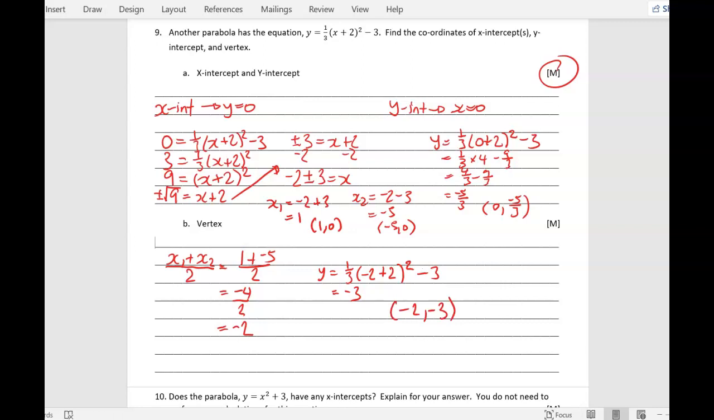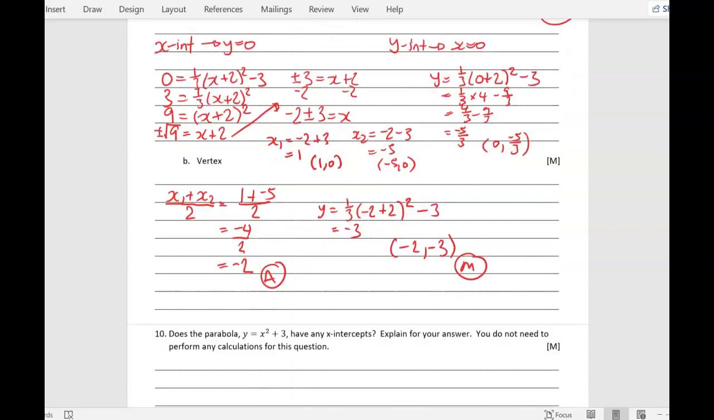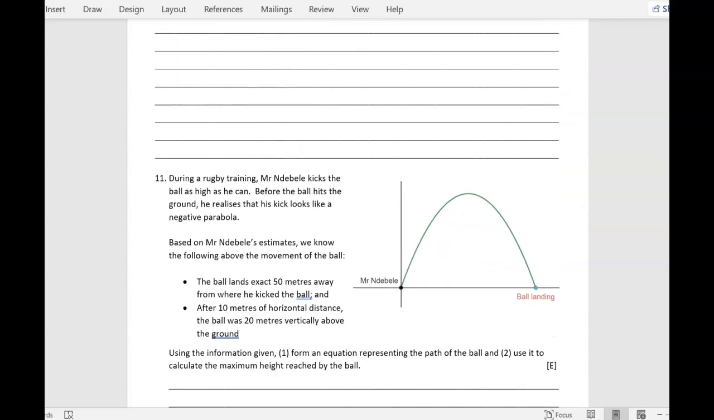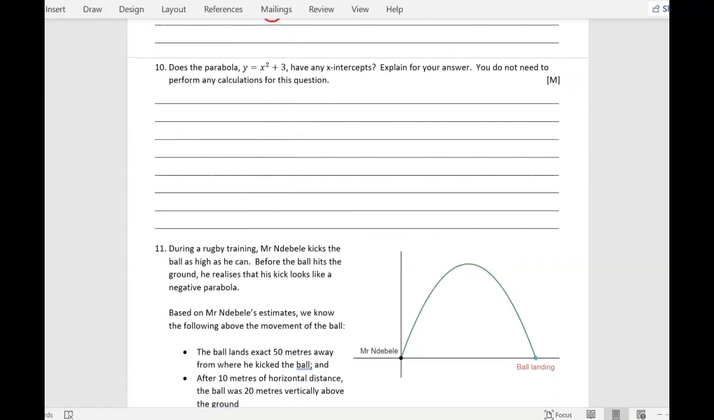If you got me this negative 2 value up top here, you got an A. If you were able to go all the way to the coordinate, that's how you got a merit mark over there. So that's question 9. Question 10, we're nearly done. We've got the nightmare excellence question on the way.